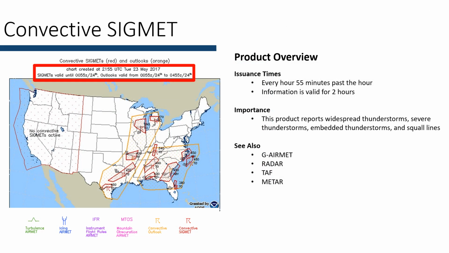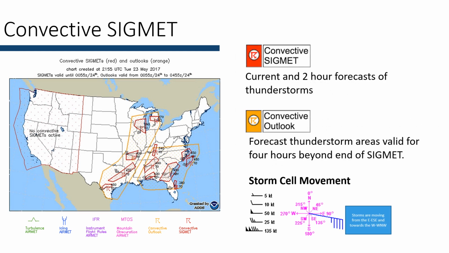Convective SIGMETs are produced every hour at 55 minutes past the hour. The information is valid for 2 hours. Convective SIGMETs report widespread thunderstorms, severe thunderstorms, embedded thunderstorms, and squall lines. Convective SIGMETs are enclosed by red lines and provide a current and 2-hour forecast of thunderstorms. Convective outlooks are enclosed by orange lines and provide an additional 4-hour forecast beyond the end of the SIGMET.